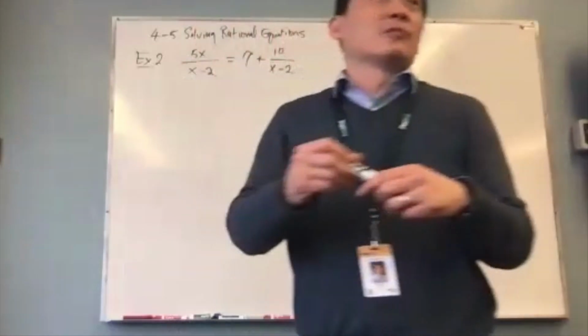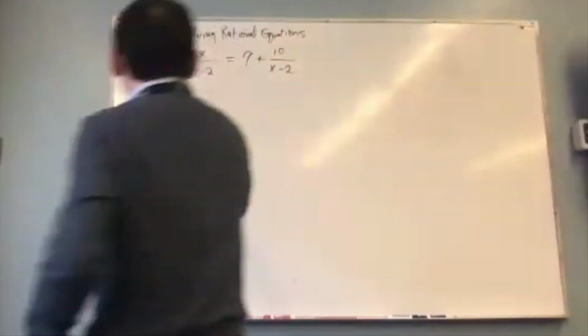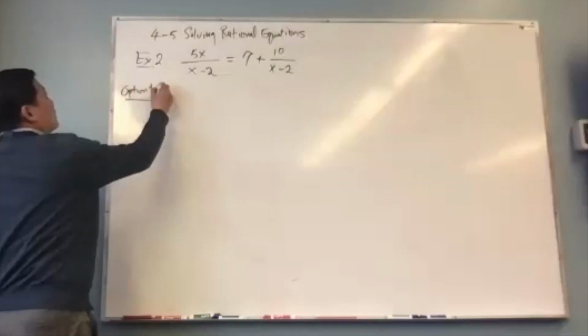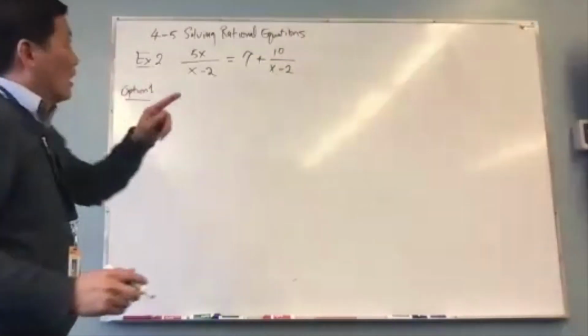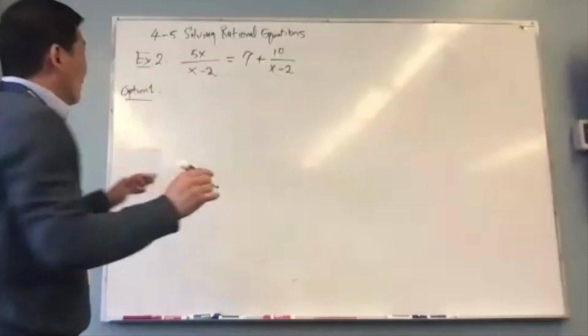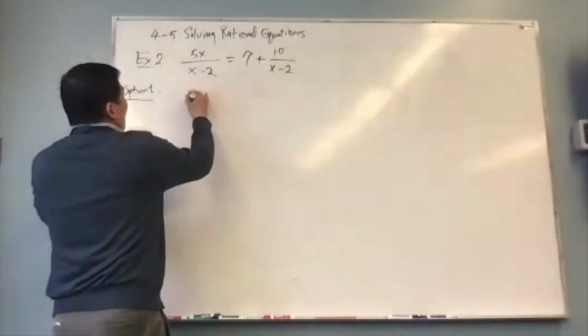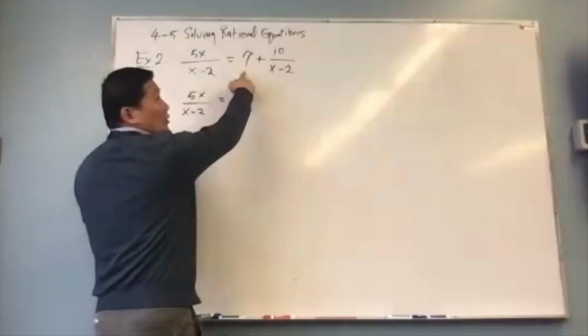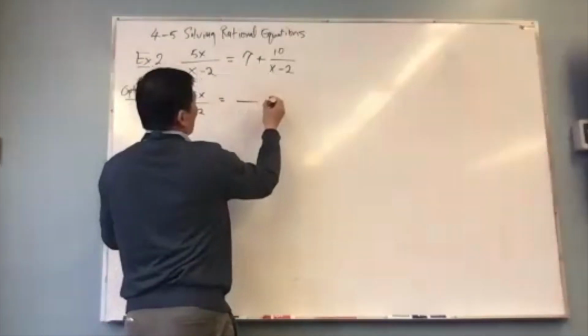All right, focus here. There are two different ways of solving this. I'm just going to do two different methods. So option one. I saw many of you have done this. You kept this as 5x over x minus 2, and then you tried to figure out the common denominator.